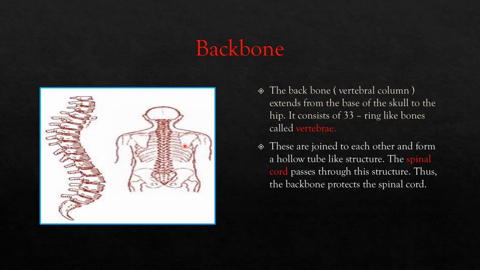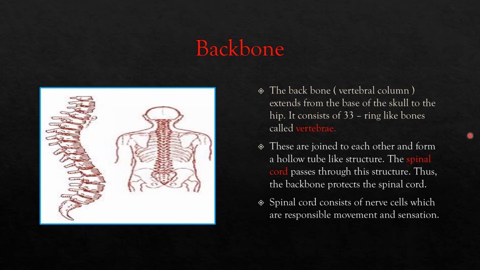Now the spinal cord passes through this structure. Thus the backbone protects the spinal cord. The spinal cord, again children, is very delicate and very important because it consists of a bundle of nerve cells which are responsible for movement and sensation. They send messages from our sense organs to the brain. So this is very important.